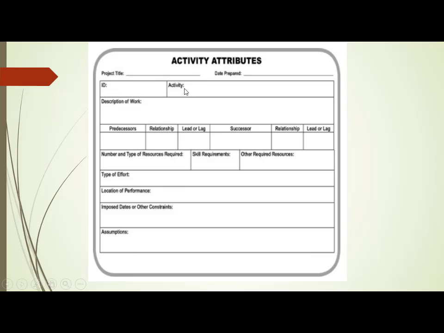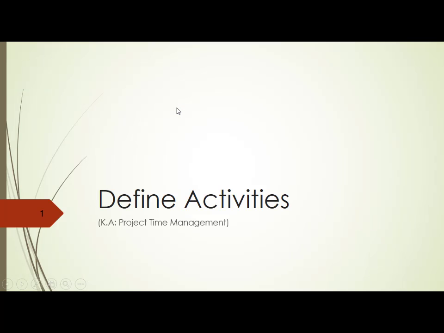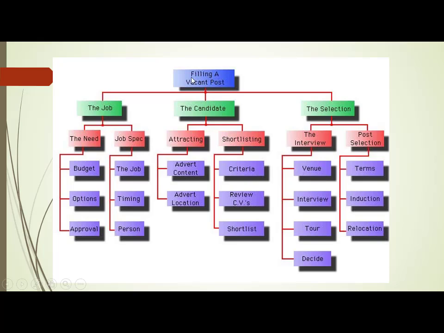See, here I am taking every activity. For example, you have an ID here, and the project title is there. What is the name of the project title now? You take this one only. The name of the project title is filling a vacant post. So under this project title, you have the need as one of the work packages. Under that work package need, you have a phase called the need. Under that phase called the need, you have budget, options and approval as work packages.